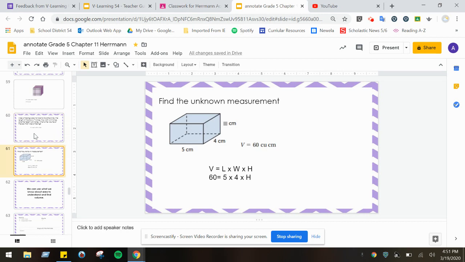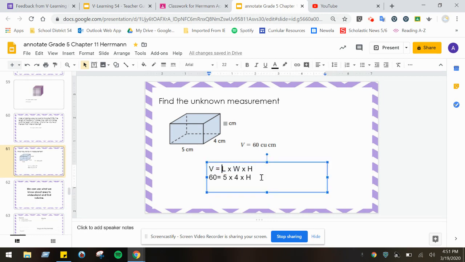Looking at this one is a more challenging one, okay? So we know the formula. Volume equals length times width times height, okay? Well, what if you're missing the height or the length or the width? What do we do? Well, we've done this when we worked with equations, okay? So I'm going to plug in what I do know. Here's my formula. Right underneath, you're going to see, I know that my volume is 60. They gave me my volume is 60 centimeters cubed, okay?